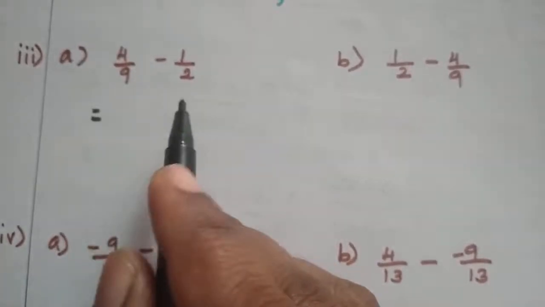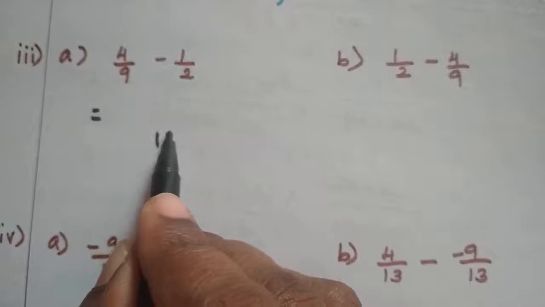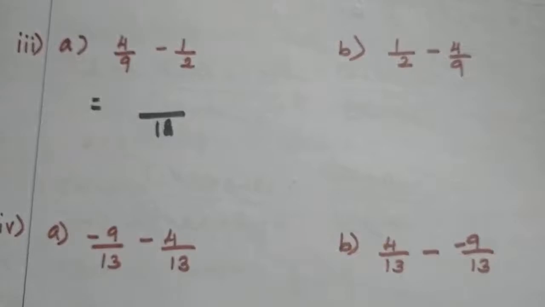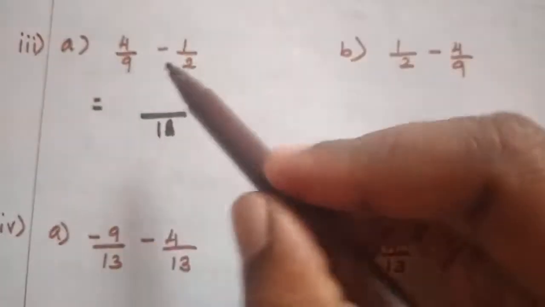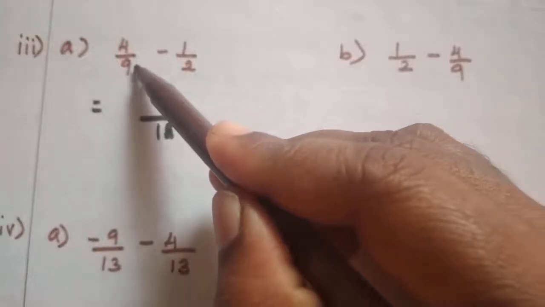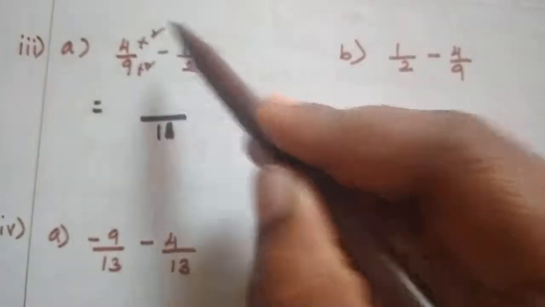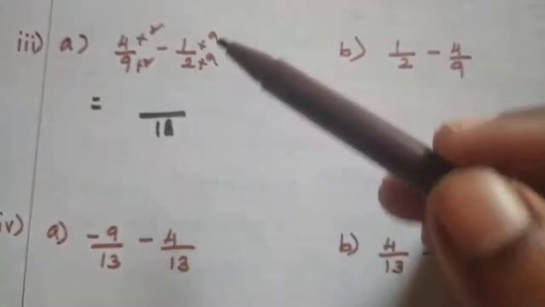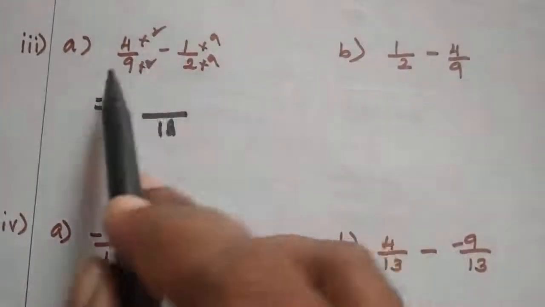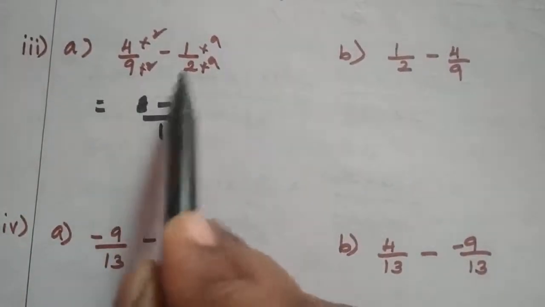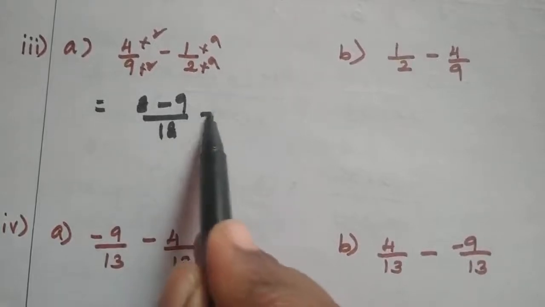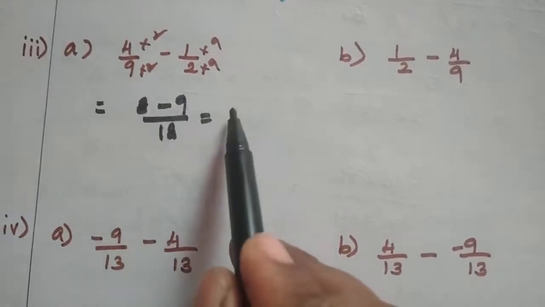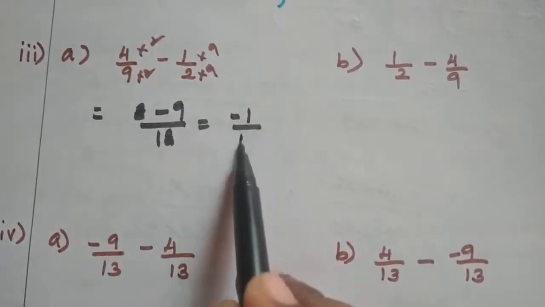What's the LCM of 2, 9? Yes, that is 18. So in order to get the number 18, you should multiply both the numerator and denominator by 2. Here we should multiply by 9 to get the number 18. 4 2s are 8 minus 1 9 is 9. So these two integers are in different signs. Subtract and write the greater number sign. So this is minus 1 divided by 18.